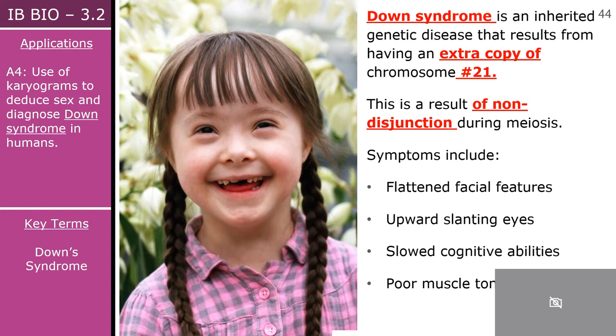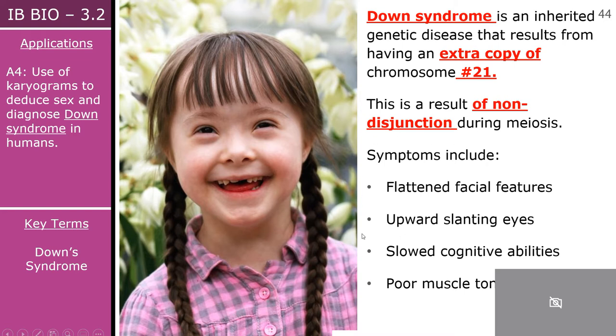So some diseases are caused by chromosomal abnormalities. The most well-known one is probably Down syndrome. That is an inherited genetic disease that results from having an extra copy of chromosome 21. So those karyograms, the pictures that we take of the chromosomes, can be used to diagnose Down syndrome in humans. How you get that extra copy of 21 is a result of a non-disjunction during meiosis.